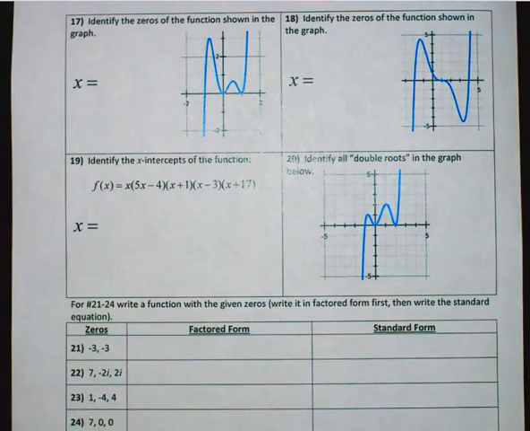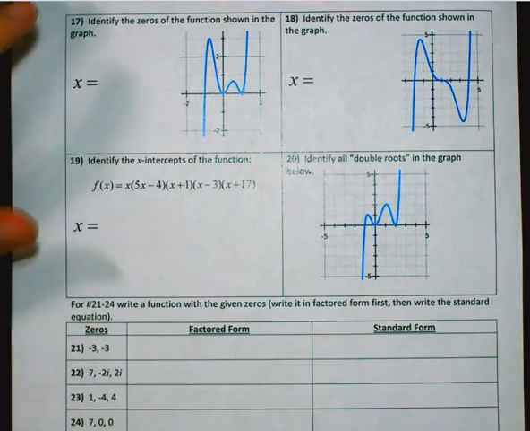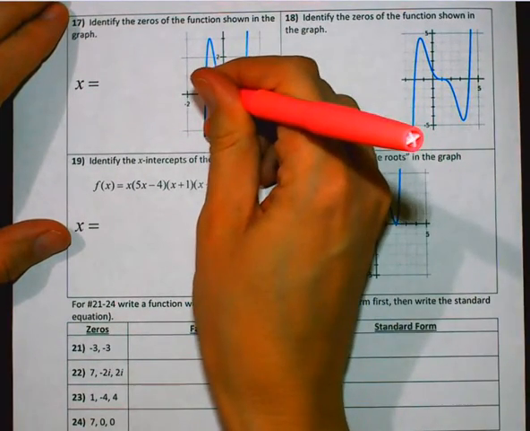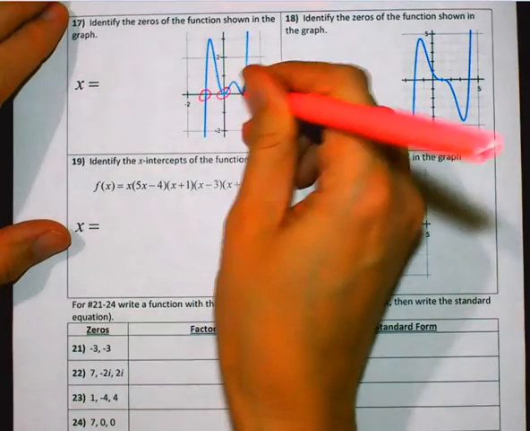This is the Unit 5 video, and this is page 3 and 4. So starting with number 17, it says identify the zeros of the function shown in the graph. So zeros will be your x-intercepts. So I have one. First I'm going to start by circling. I have one here, here, and here.